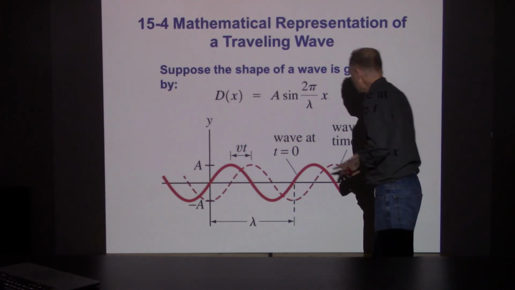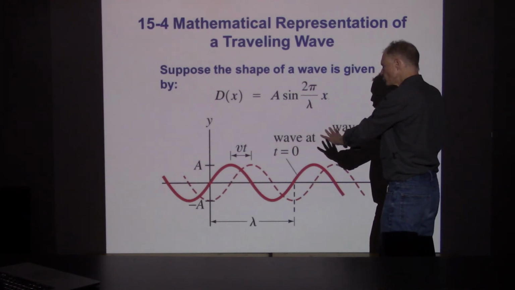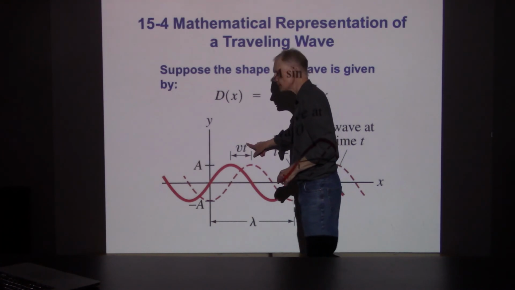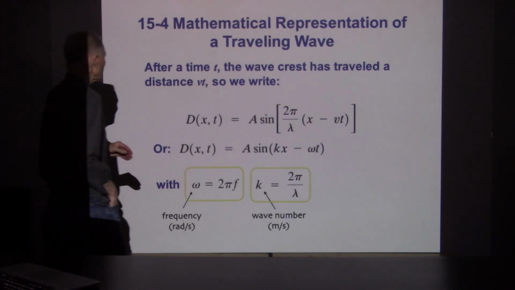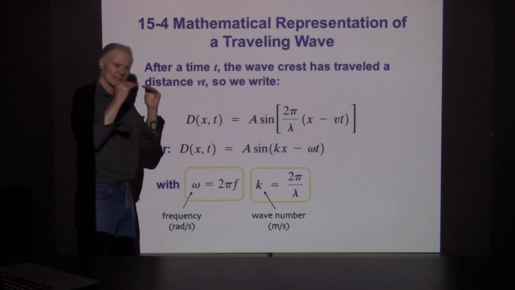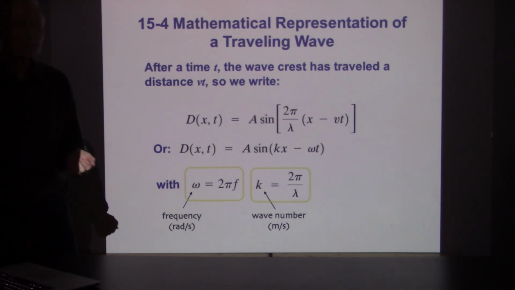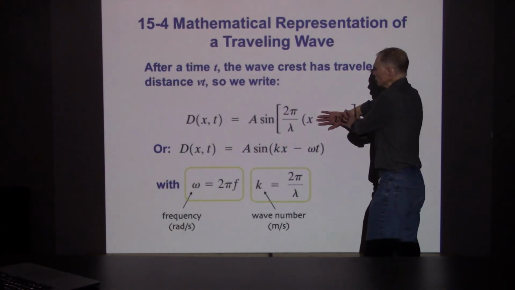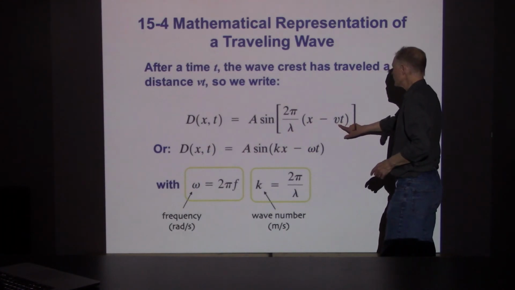Now, the wave at T equals 0 is here, but the wave at some later time, that profile will have shifted. And so we've got to keep track of that distance. It's going to travel a distance V times T during a time interval T. Now, what they've done then is they've gone, okay, I saw what the function looked like in a snapshot, and now I'm going to bring in a time dependence. The way to bring the time dependence in is to take the function that used to be a function of x, and now make it a function of x minus vt.